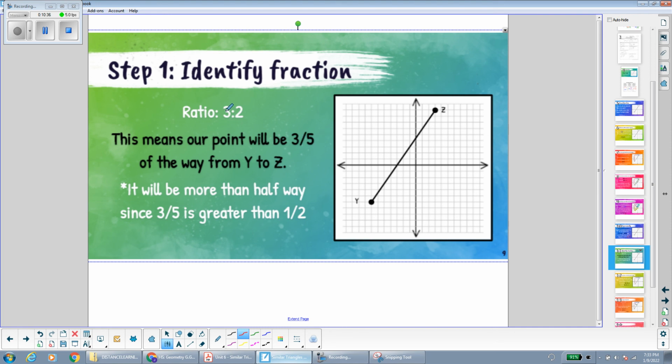You can add up the 2 parts of the ratio. That will be the denominator because that's how many pieces we're splitting the line segment into. And the first number in the ratio, which would be the 3 here, would be our numerator.